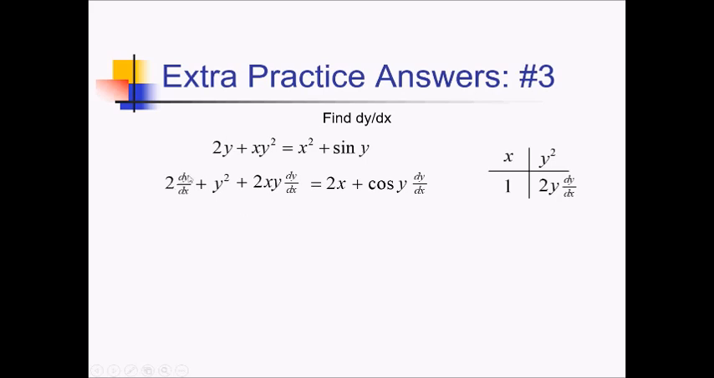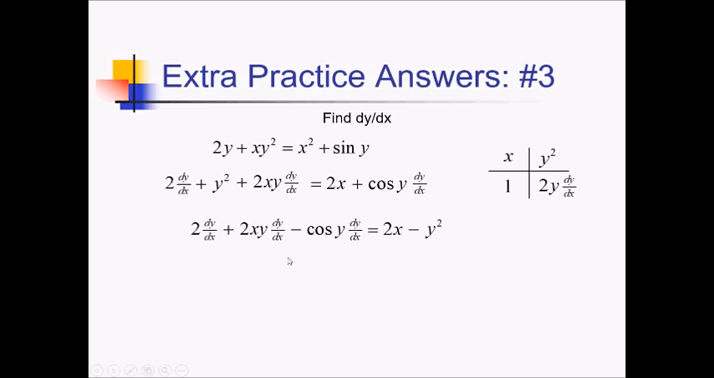So I've got 2 dy over dx. That can stay on the left. So can 2xy dy over dx. I'm also going to move this cosine y dy over dx over to the left side by subtracting it. Now on the right side, I'm going to have equals, let's see here, the 2x can stay where it is. I have to subtract the y squared though.